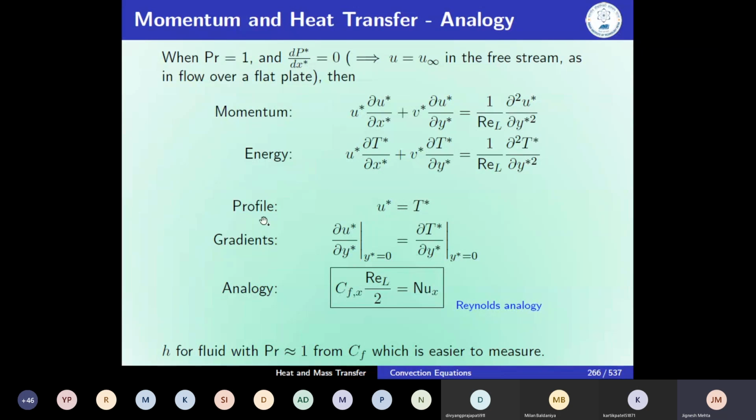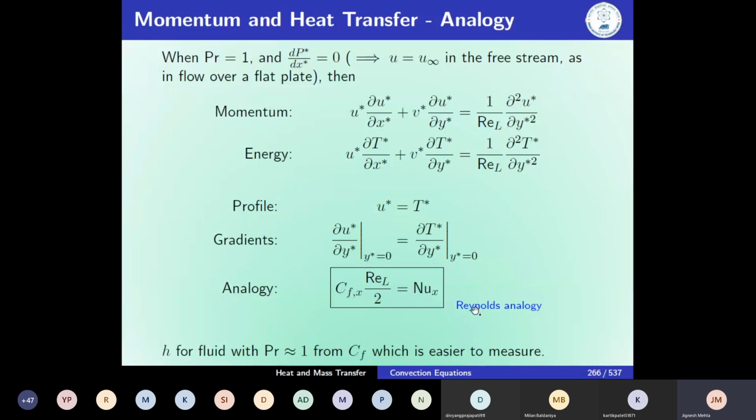So the profile is related with u star and T star. The gradients are just showing the similarity or analogy between these two equations. So here you have du by dx and du by dy. Here you have du by dy, and in the second one you have dT by dy.